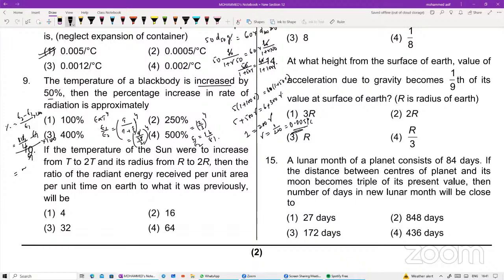फॉर्मूला तो याद आ गया ना, वही इंपॉर्टेंट था मेरे. नेक्स्ट वाला देखिए, the temperature of the sun were to increase from T to 2T and its radius from R to 2R, then the ratio of radiant energy received per unit area per unit time on the earth to what it was previously will be equal to how much.